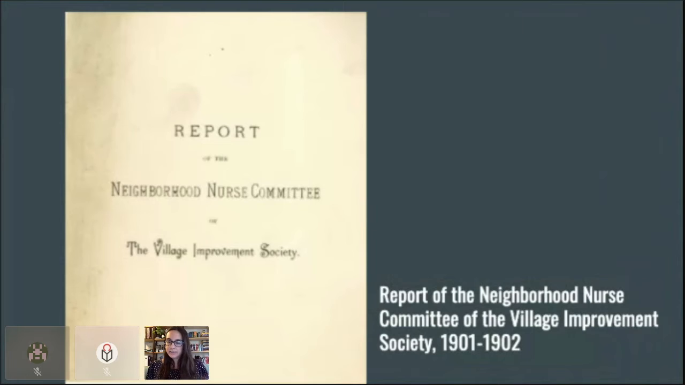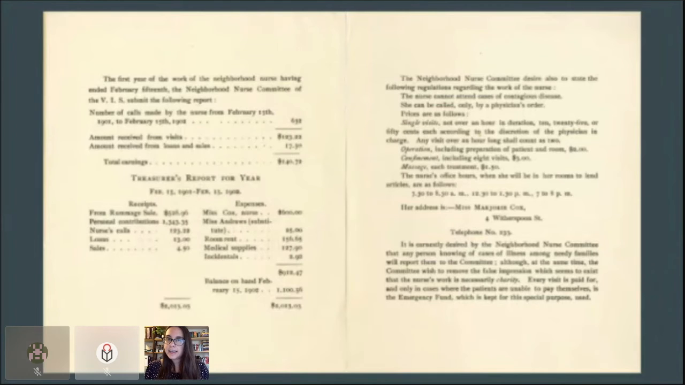Now, glued into this scrapbook from the Neighborhood Nurse Committee are also published reports dating from the committee's first year in 1901 to 1915. The one pictured here covers 1901 through 1902. And just to give a better look here at the inside, it includes information about the number of calls, the rules and regulations that we discussed for the nurse, and the treasurer's report for the year.